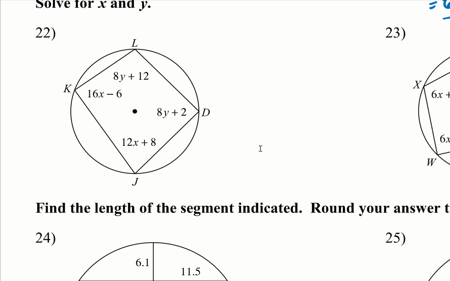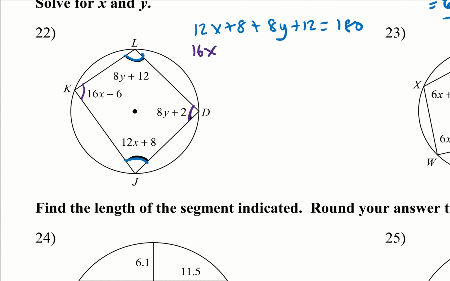Number 22, we have another type of corollary 3 problem. So we know that opposite angles have to add up to 180 based off of corollary 3. Okay, so let me color code these. I know that these are opposite angles and they must add up to 180 based off of corollary 3. And I also know that the purple ones, the opposite ones here, add up to 180.